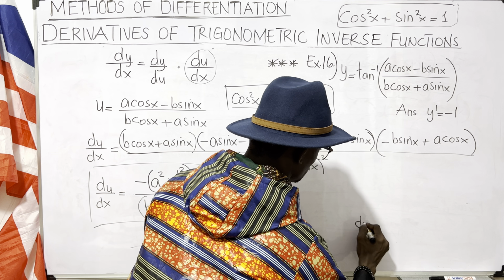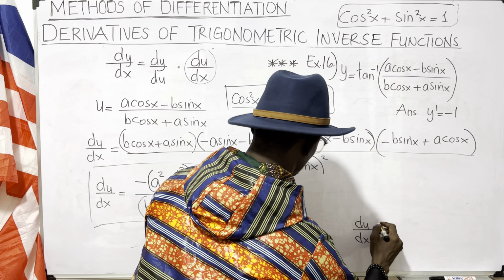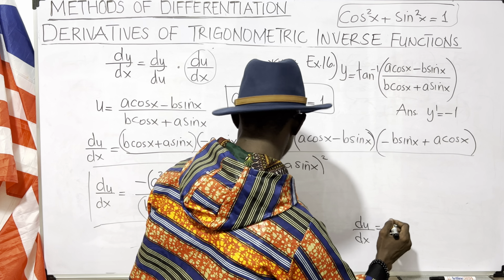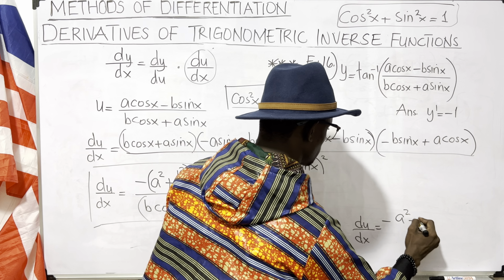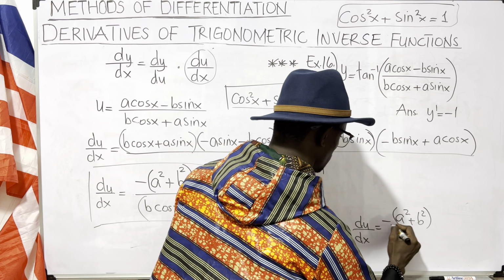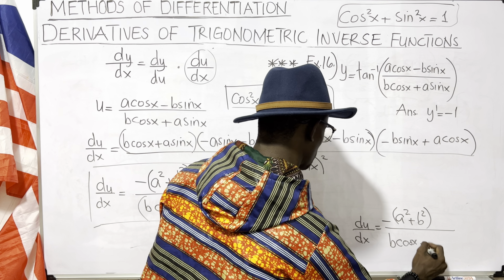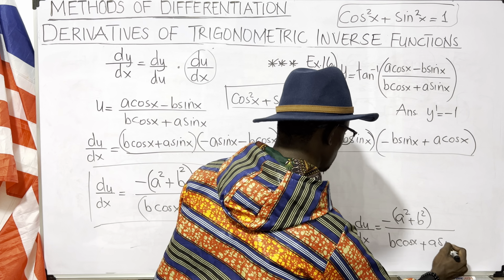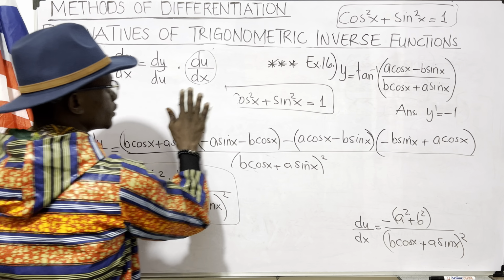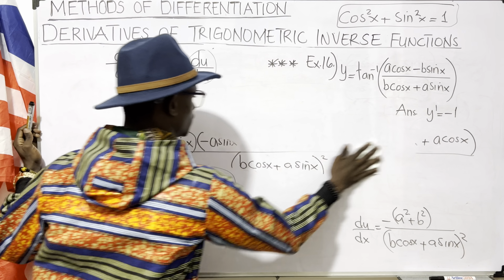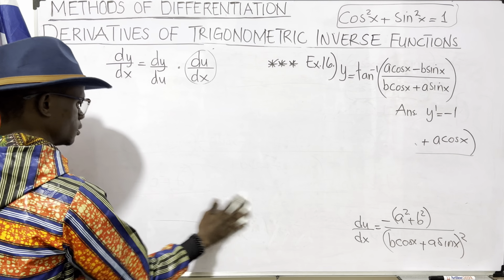So we know that du by dx is just equal to minus a squared plus b squared all over b cos of x plus a sine of x all squared. So we now go for the second one. Now we now have this. So we now need to find this.